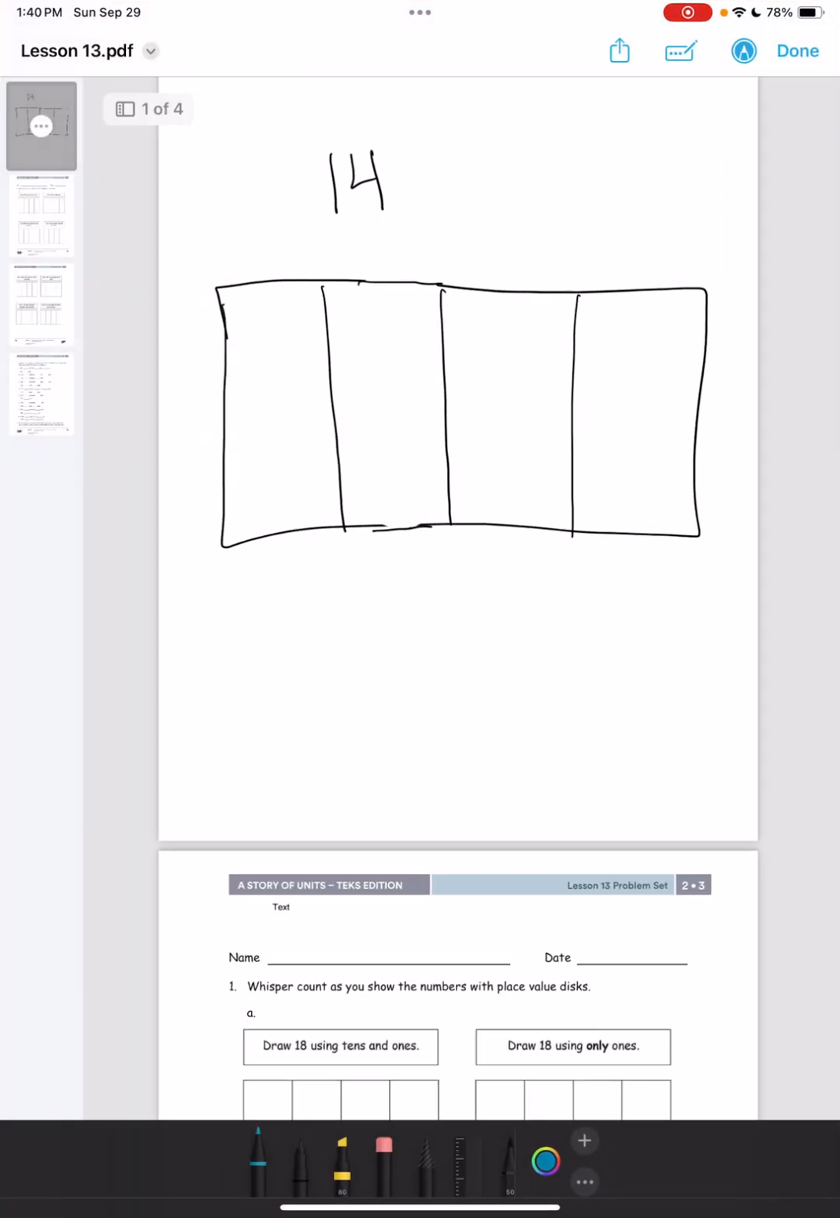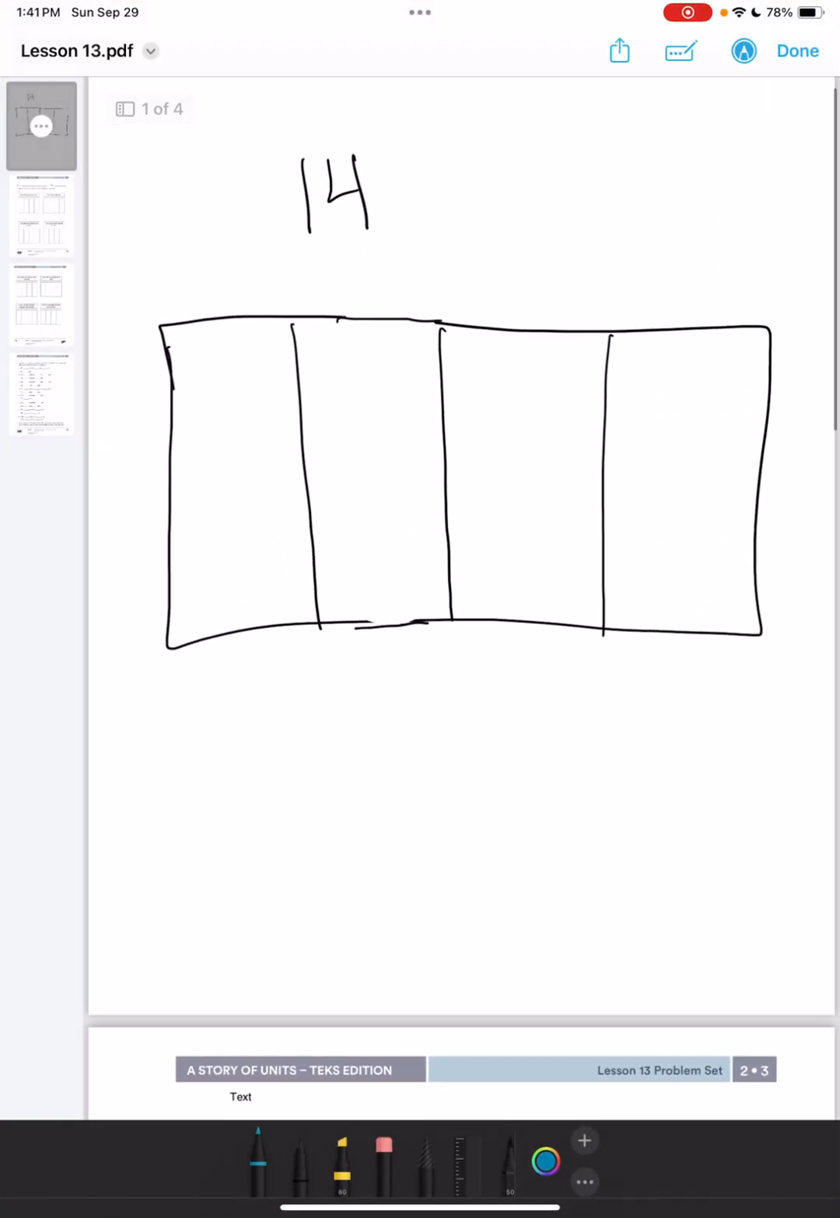So today we're going to continue using our place value discs to represent numbers. Right now I have the number 14. If I look at that number, I see that I have a 4 in the ones place. So I'm going to look at my ones place and draw 4 ones.